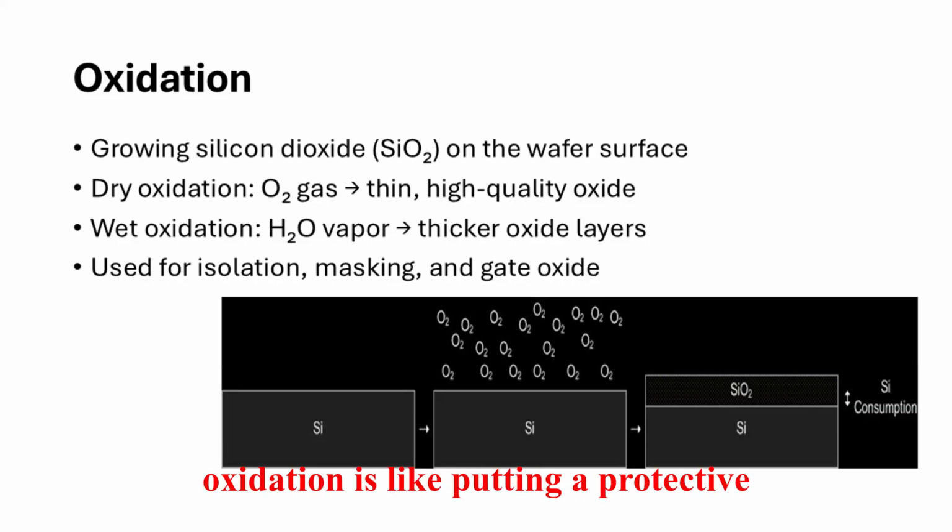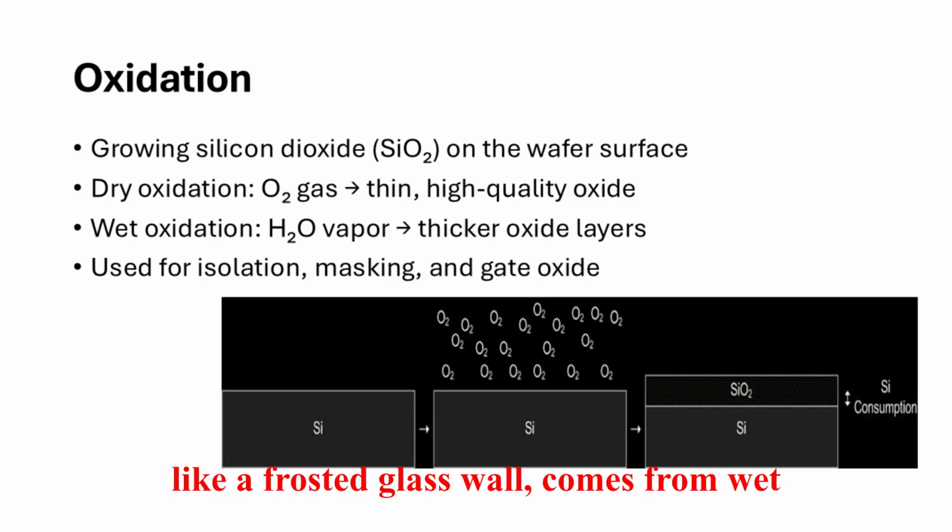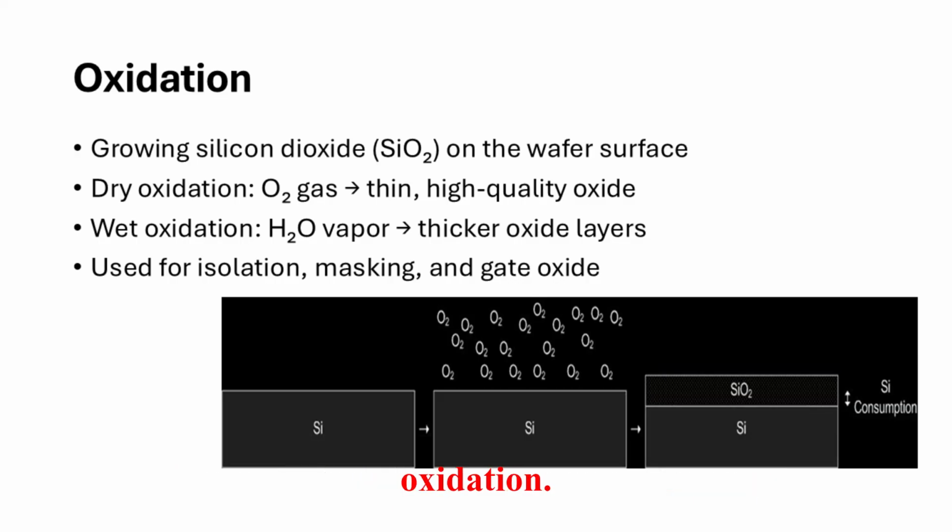Analogously, oxidation is like putting a protective glass coating over wood. In our case, we heat the wafer in oxygen or steam, and the surface silicon reacts to form silicon dioxide. Thin, perfect glass, like a window pane, comes from dry oxidation. Thicker, faster growth, like a frosted glass wall, comes from wet oxidation.